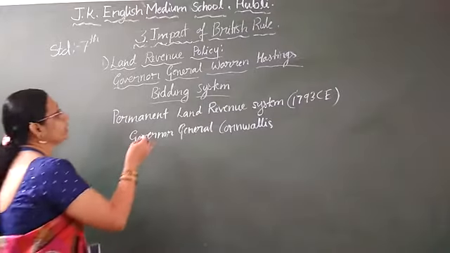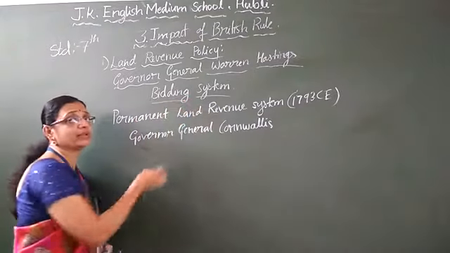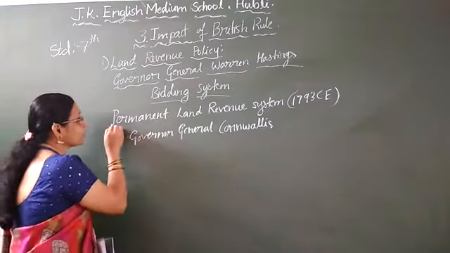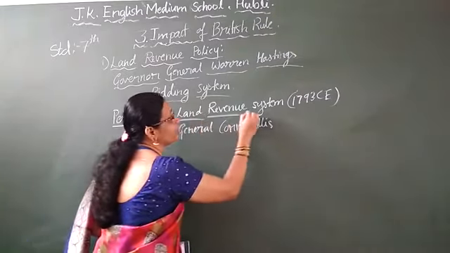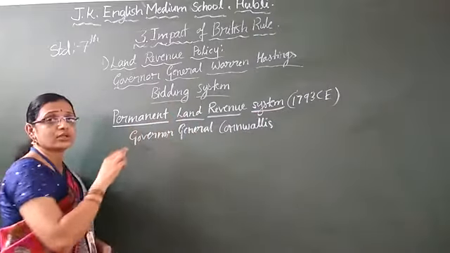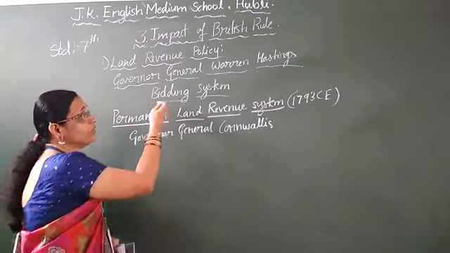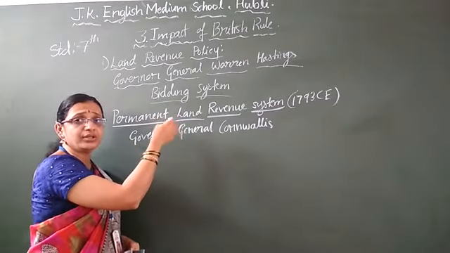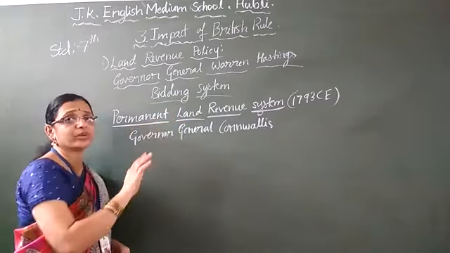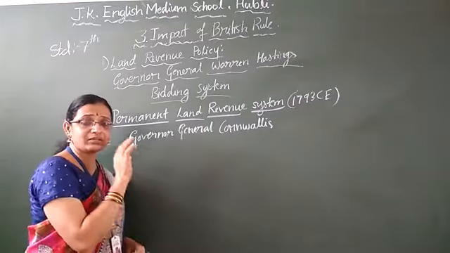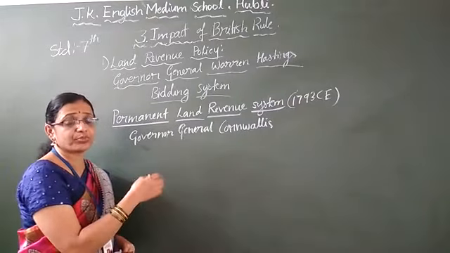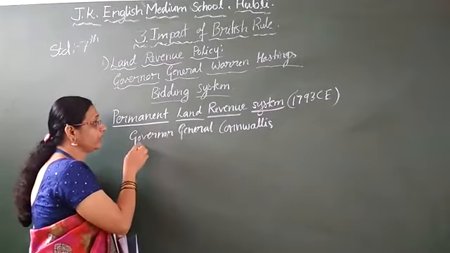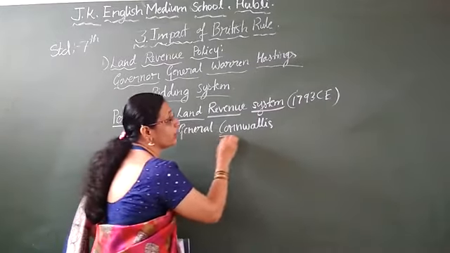See, children, when this British system was not workable, there was one more system of collecting the tax, called the permanent land revenue system. Bidding will vary, children, according to the zamindar and according to the season. But here it is permanent. Once they fix it, the zamindar has to pay that same amount to the British government. This law was made by Governor General Cornwallis.